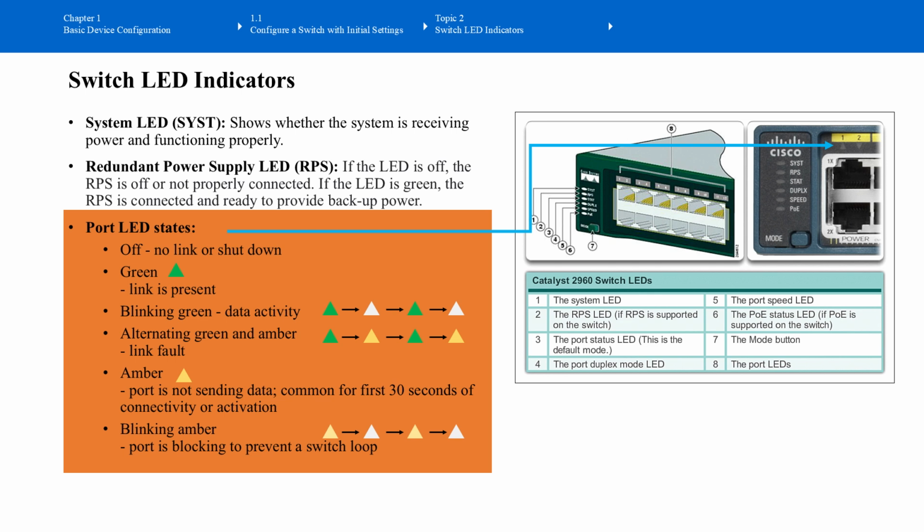If it's amber, the port is not sending data, which is common for the first 30 seconds of connectivity or activation. If it's blinking amber, the port is blocking to prevent a switch loop. We will talk about switch loops in later chapters.